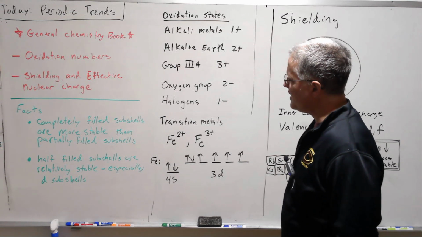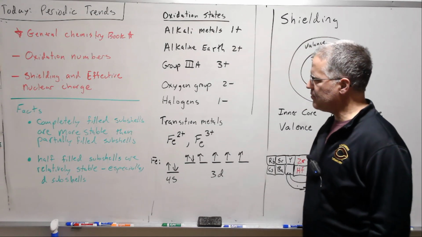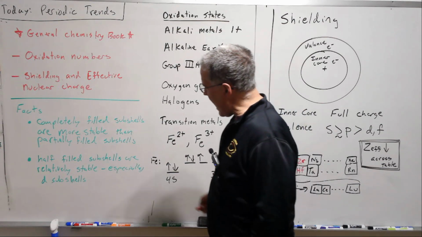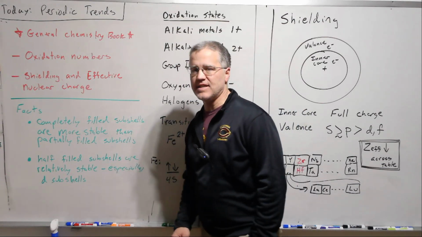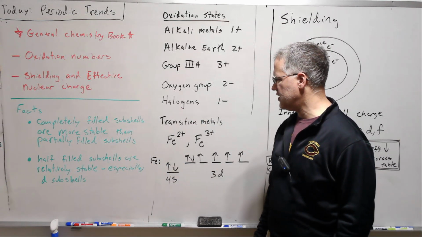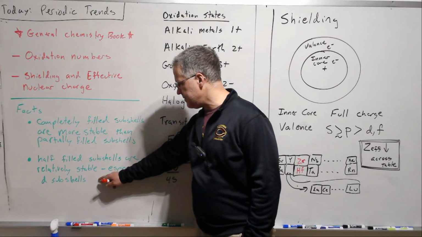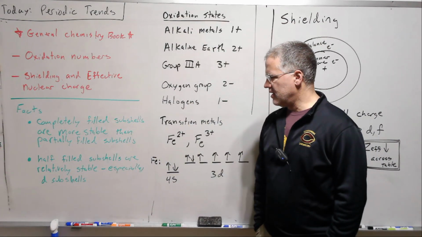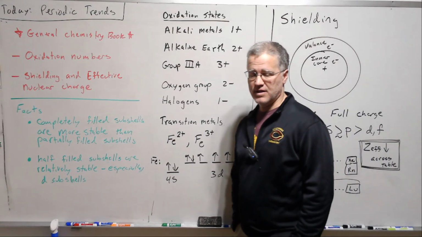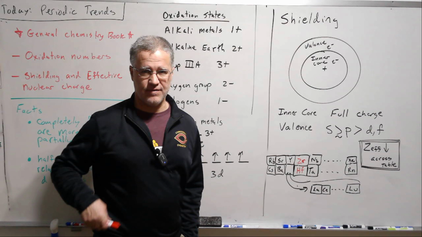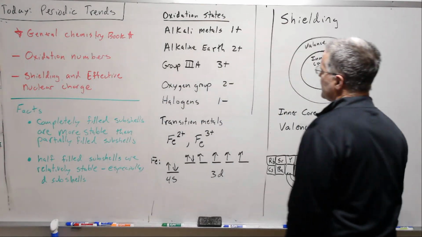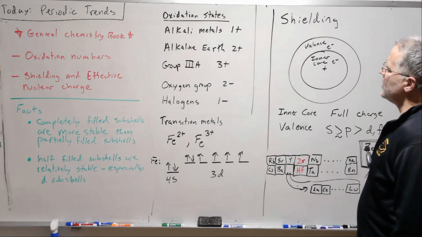A completely filled subshell is more stable than a partially filled subshell. And then half-filled subshells are relatively stable, nowhere near the level of a fully filled subshell, but they're relatively stable, and this is especially true for the d subshells. So 5 electrons in a d is relatively more stable than, say, 4 or 6. Okay.